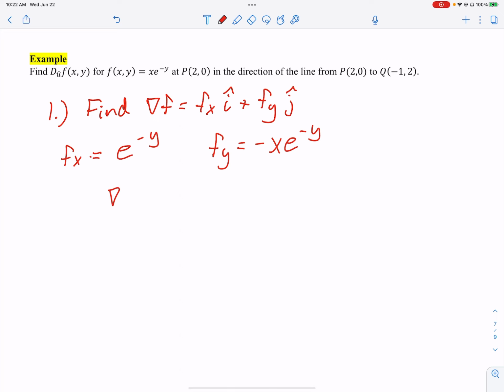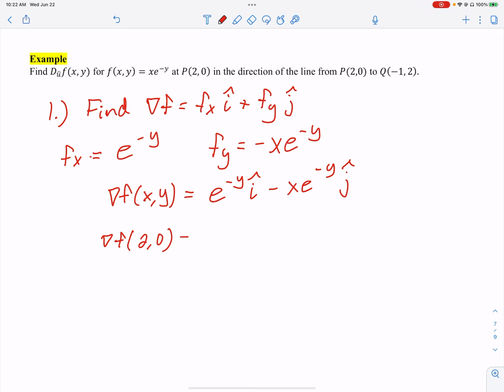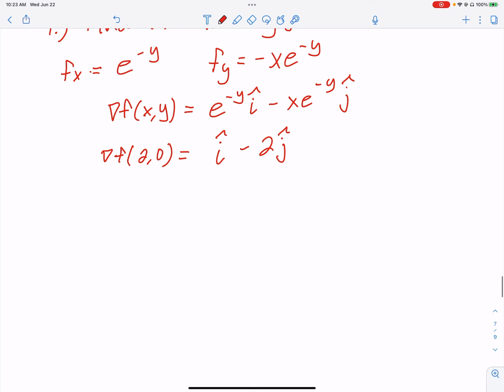Right, so that tells me that del f of x, y equals e to the negative y i minus x e to the negative y j, and we are working for the point 2, 0. So y is 0, I get i; y is 0, x is 2, I get minus 2j. So that is the gradient at that point. Now, this is just a direction, right? This tells me which direction to go if I'm standing at 2, 0 and I want the quickest way up.